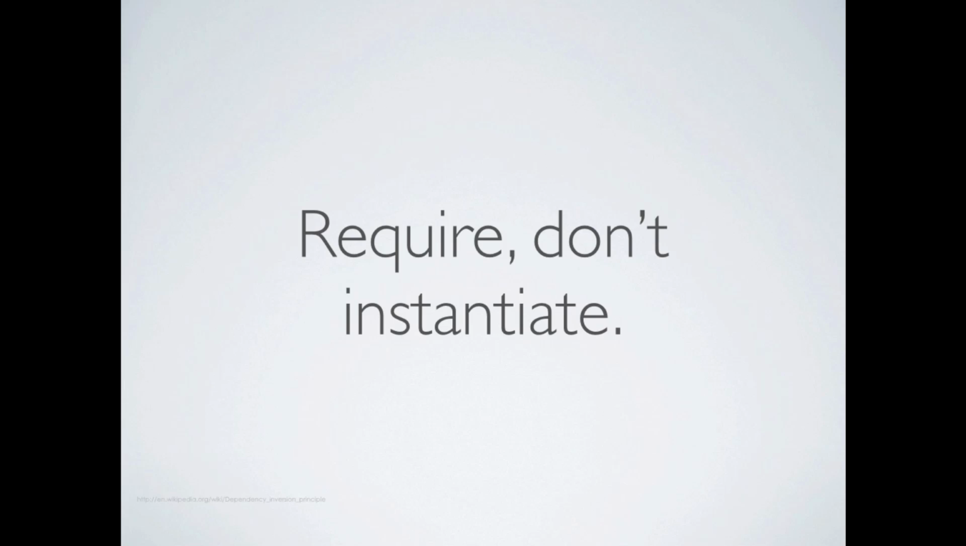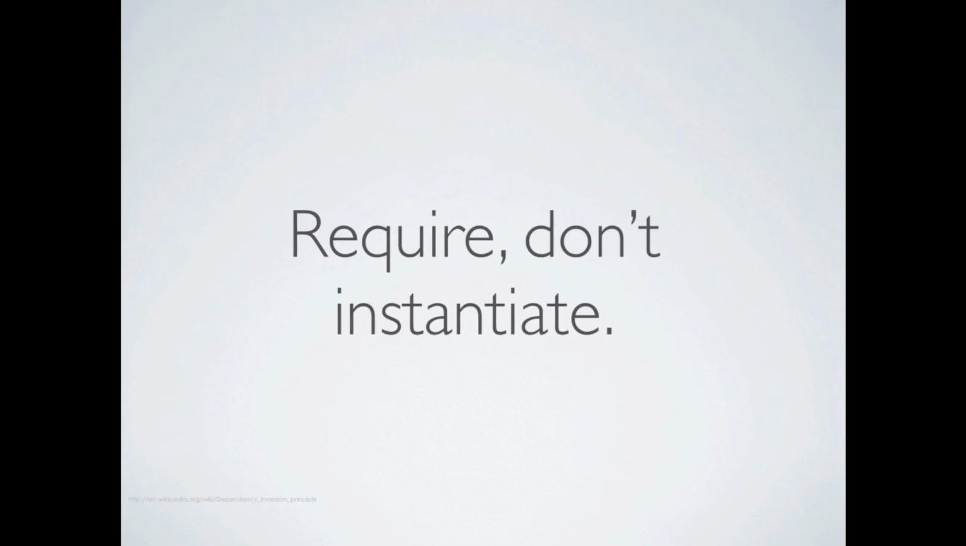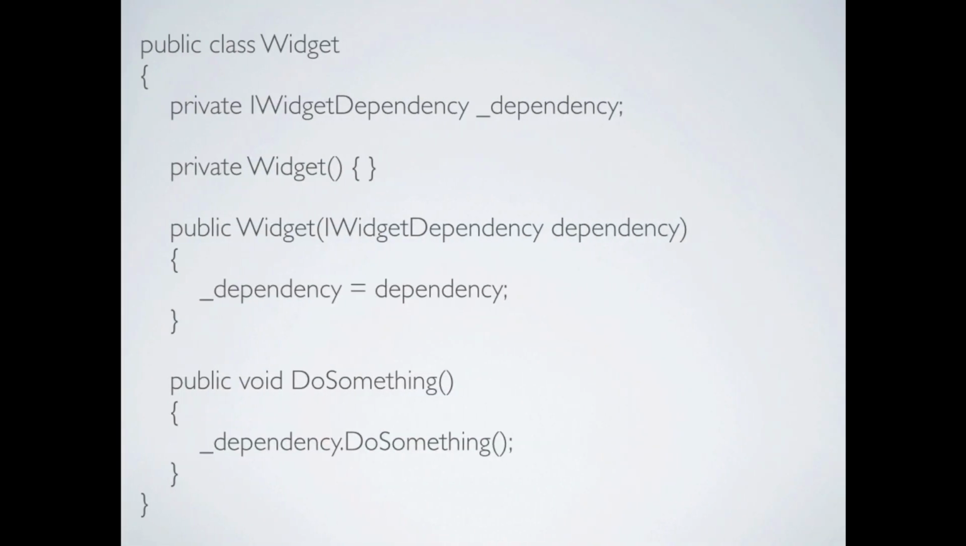We would say that if object A needs an instance of object B in order to do its work, then object A shouldn't internally create a new object B. It should require that someone provide it with an instance of object B. So let's look at a simple example of that.